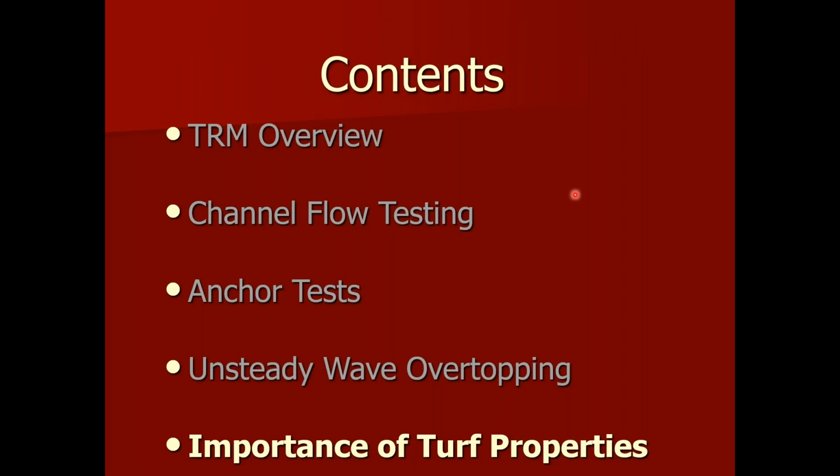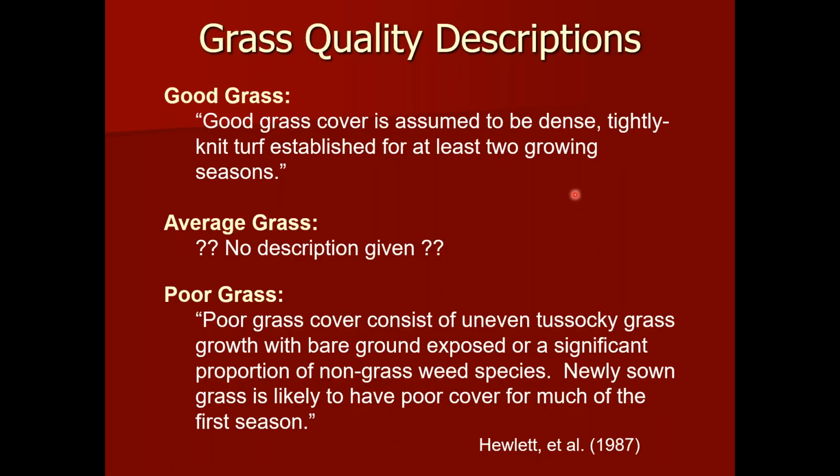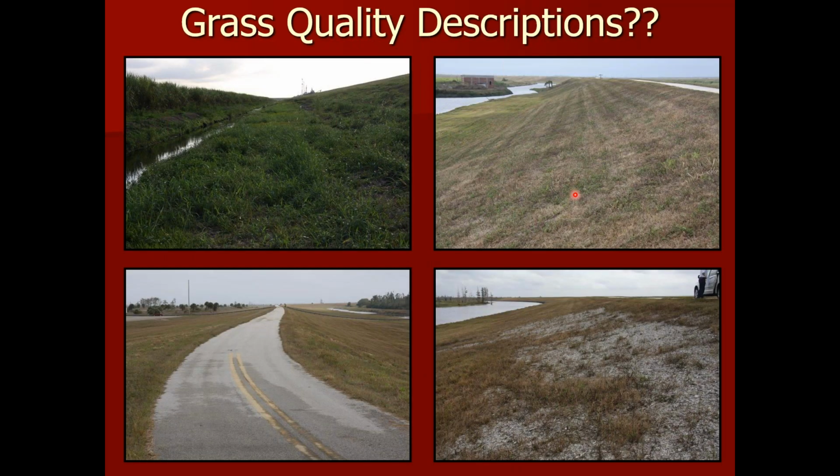This goes together with some of the index properties, but they're tied together in some of the perceptions I'd like to touch on. Hewlett curves, you're familiar with those, on good, normal, and poor types of vegetation, and duration time and limiting velocity. They've been around for a long, long time, and are defensible in court. However, there's not a lot of good description on whether I have good, average, or poor grass. Good and poor are described by Hewlett, but average is, well, if it's neither of these, it's average. So we had to start out by determining what vegetation quality is.